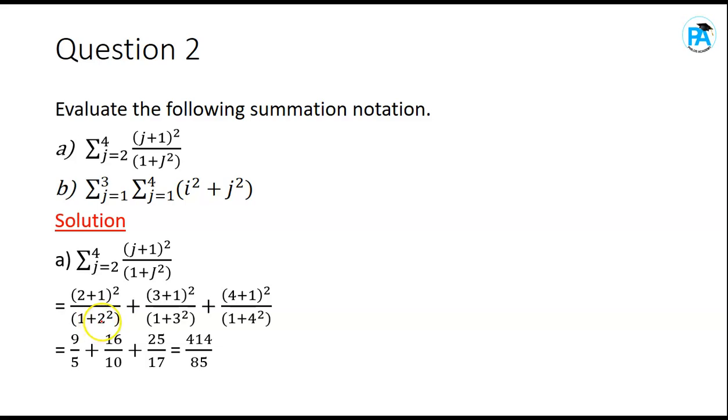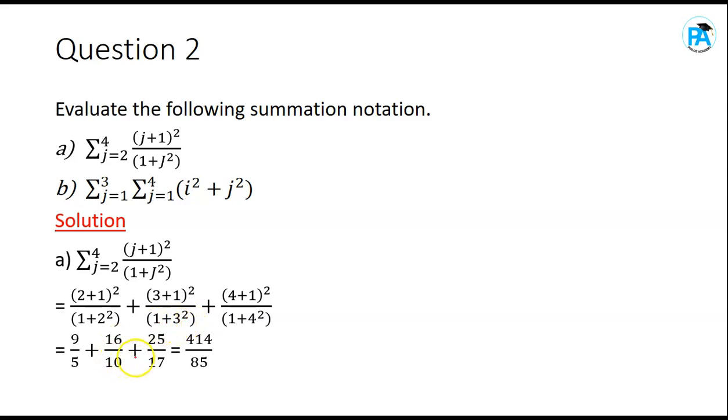1 plus 2 squared: 2 squared is 4, plus 1 is 5. So that becomes 9 over 5. So the whole of this becomes 9 over 5, isn't it? Then let's go to the second one. 3 plus 1 is 4. 4 squared is 16, isn't it? Then 3 squared is 9, plus 1 is 10.